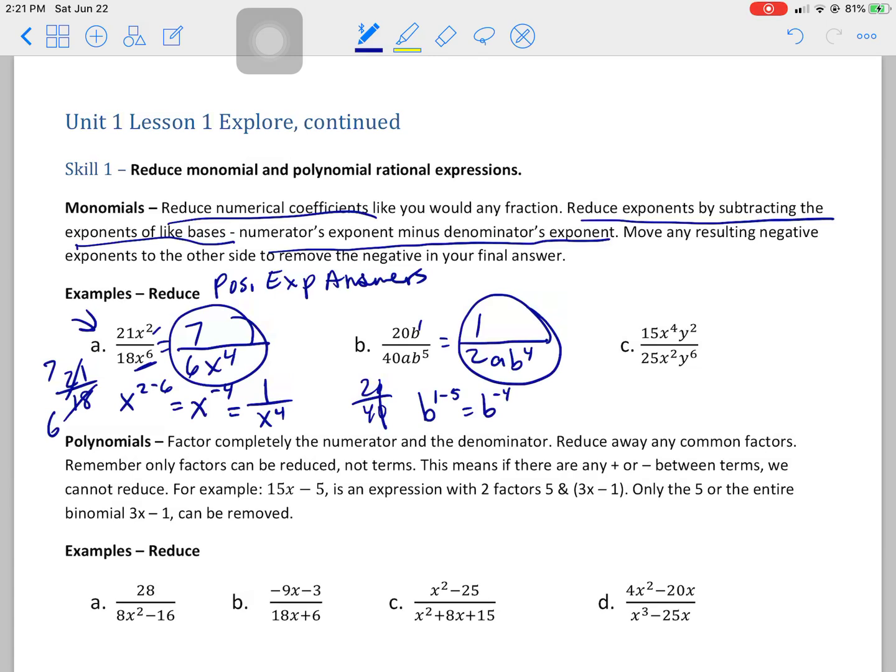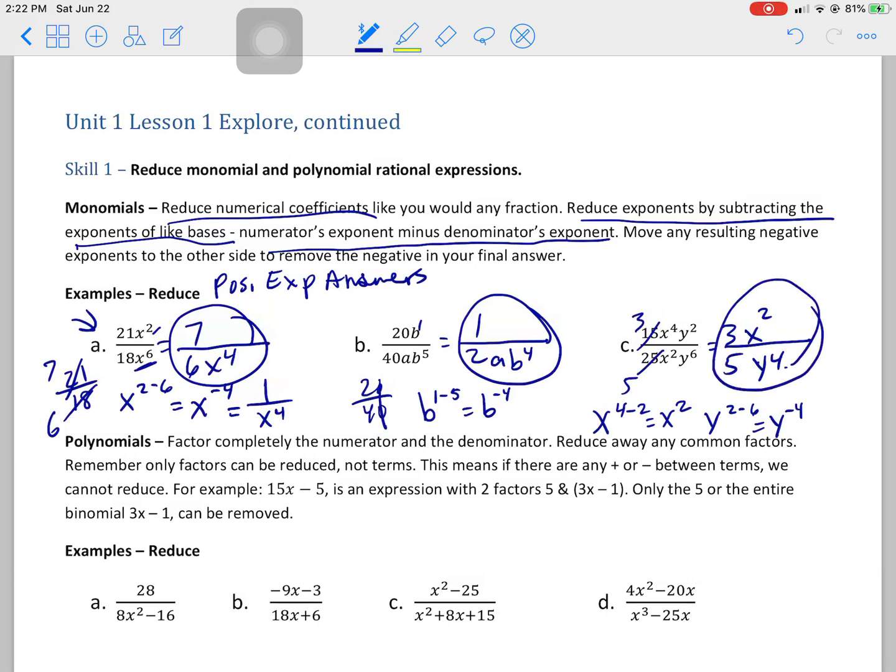Let's see, 15 and 25. 5 goes into 15 three times, 5 goes into 25 five times, 3 and 5. And then the x's, there's an extra 2 on top, and an extra 4 on the bottom, but let's check. 4 minus 2 is x to the 2. Yep, goes on top, because it's positive. Y to the second minus 6 is y to the negative 4, goes on the bottom, because it's negative. Okay?